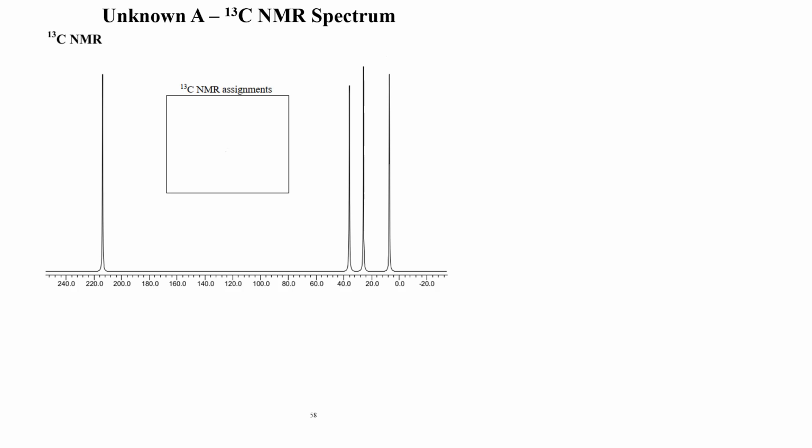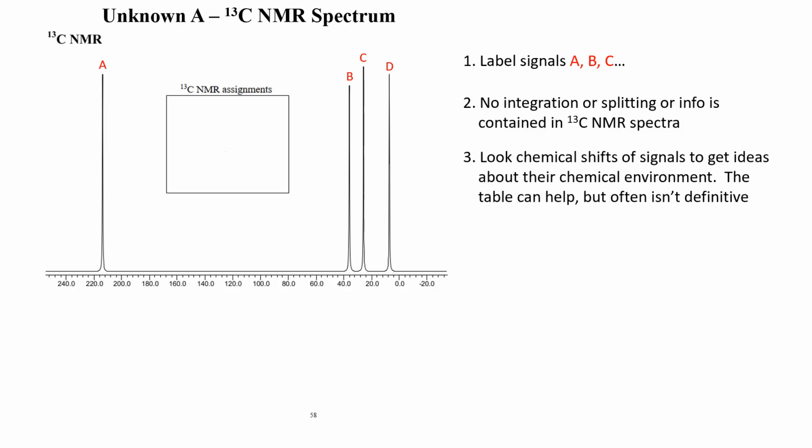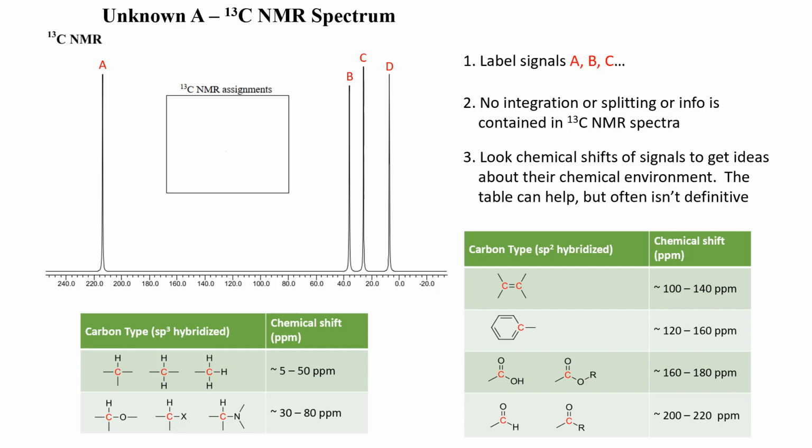The first thing I would suggest doing is labeling these signals, but use capital letters A, B, C, D, etc. So I'm going to label those signals from left to right with A, B, C, and D. There's typically no integration or splitting info contained in a C13 NMR spectrum. You should look at the chemical shifts of the signals to get ideas about what kind of chemical environment these carbons might be in. The tables of chemical shift values that I provided in a previous video can help, but it often isn't definitive because sometimes a signal could be from multiple different types of carbons. We look here for some of the possible chemical shifts.